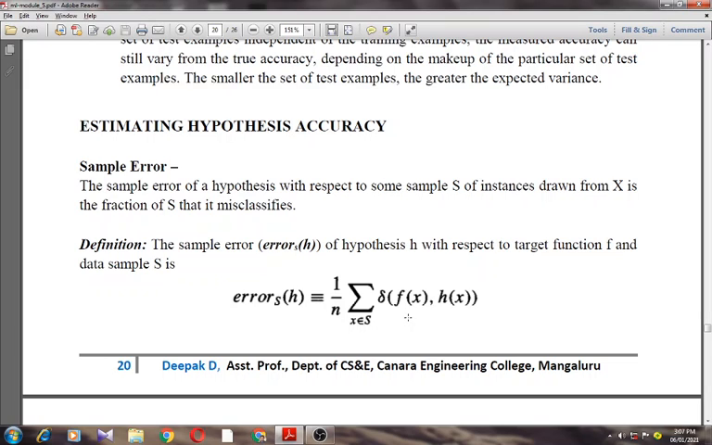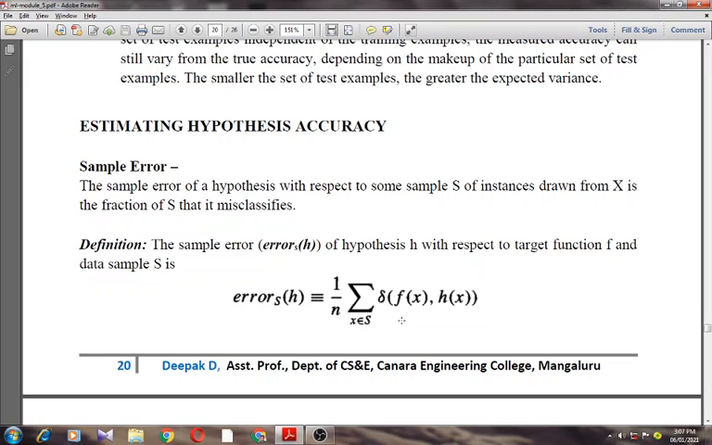Here the target function, that is f of x, which is 0 or 1, classifies each person according to whether or not they plan to purchase skis this year.